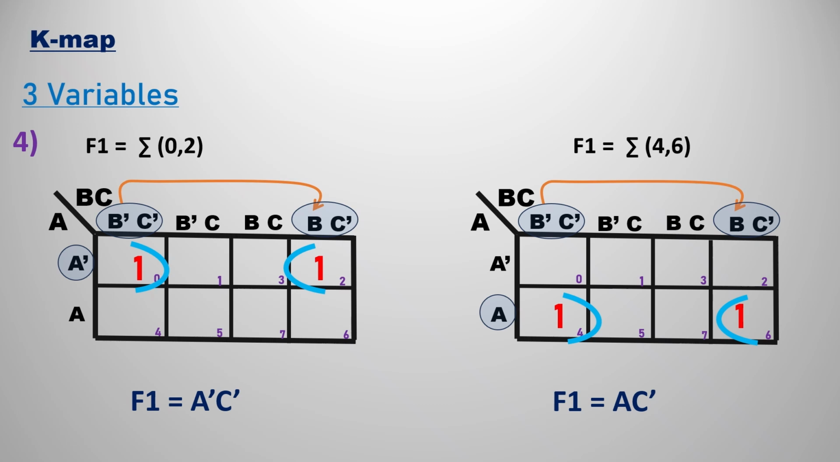Both of them are in the A bar column, so you have to take A bar. B is changing from B bar to B, so don't consider B, consider only C bar, that is A bar into C bar, that is the output of the first one. If you observe the second one, that is 4 6, same ones but in the lower row, that is A. Again the same thing, C bar is not changed, so C bar into A. I hope you understood, the row is A, I only changed the row, that's it.